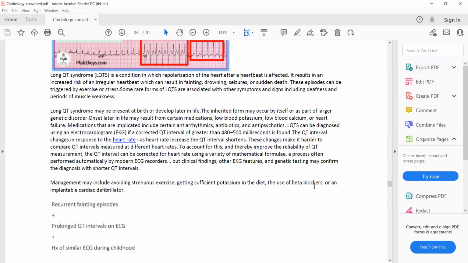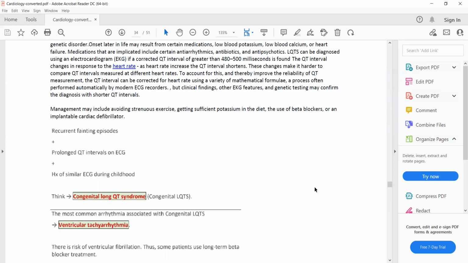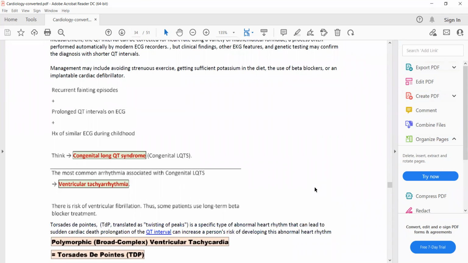How is a patient with long QT syndrome going to present to you? Remember that strenuous exercise such as swimming, marathon running or any other strenuous activity can lead to the development of arrhythmia in a patient with long QT syndrome. If a child presents to you with recurrent fainting episodes and prolonged QT interval on ECG, and a history of similar ECG during childhood, then you will think of congenital long QT syndrome. So basically, a child with recurrent fainting episodes, you will suspect congenital long QT syndrome.